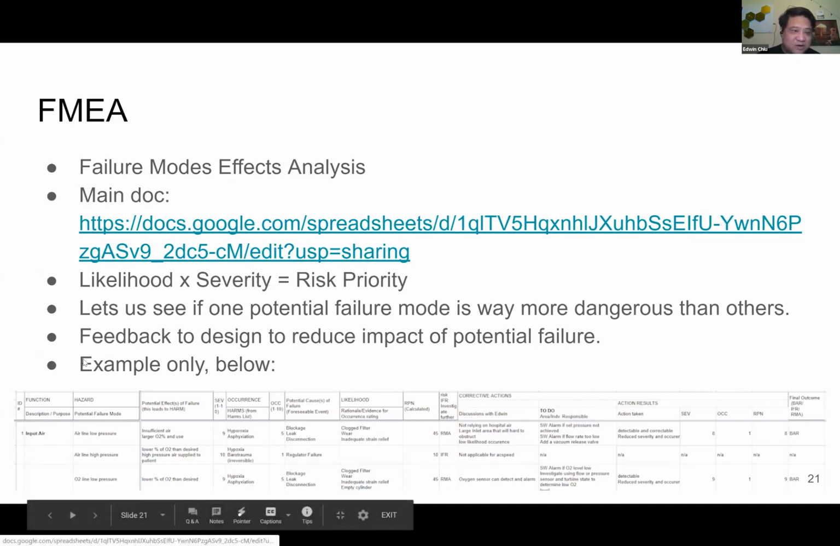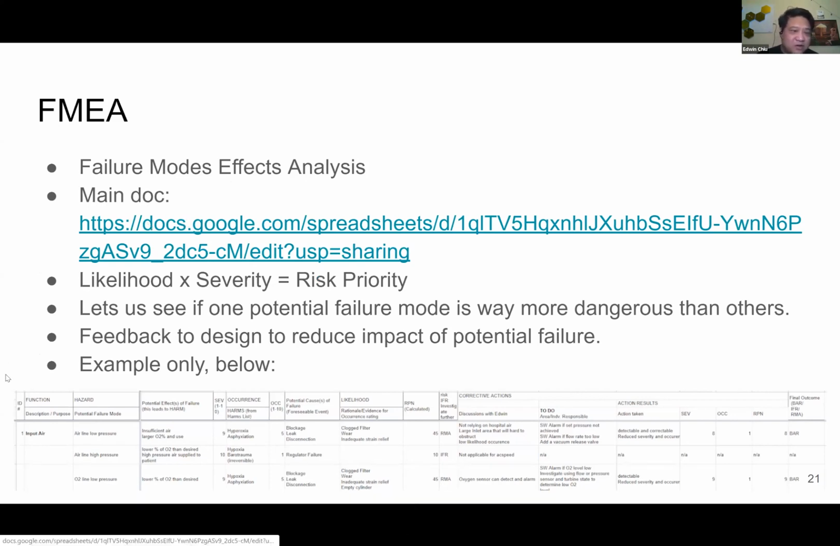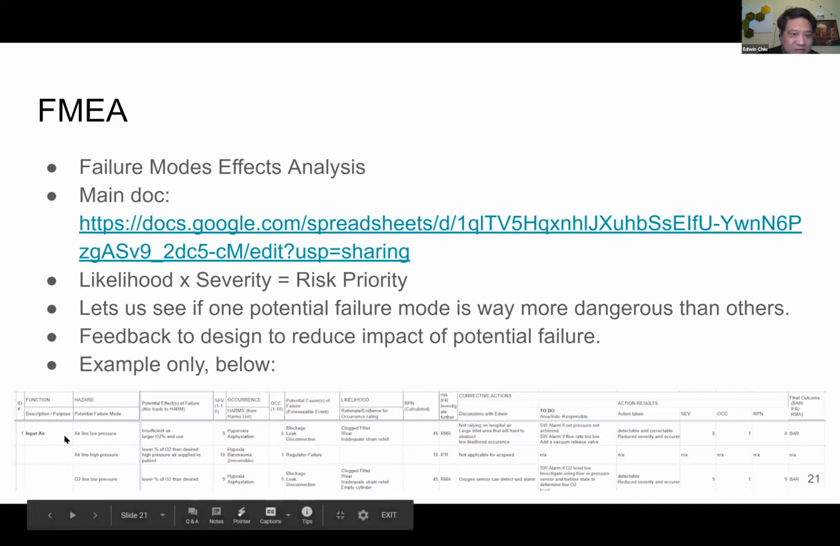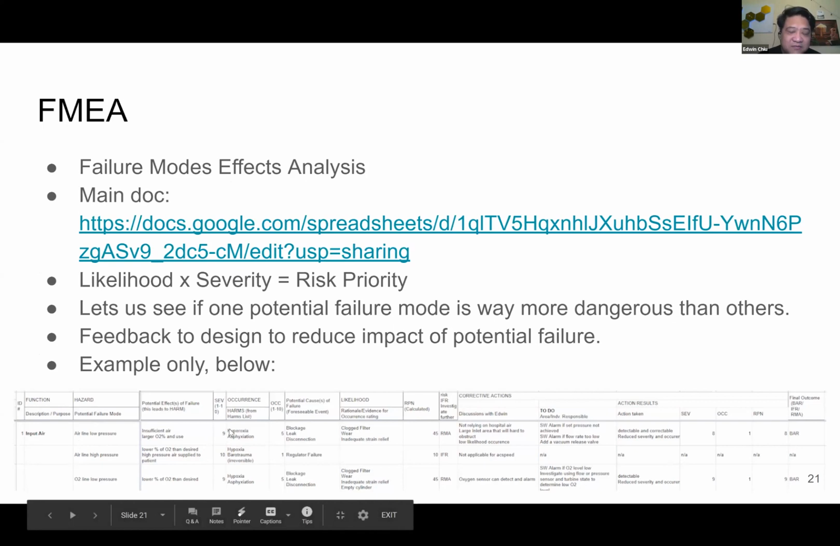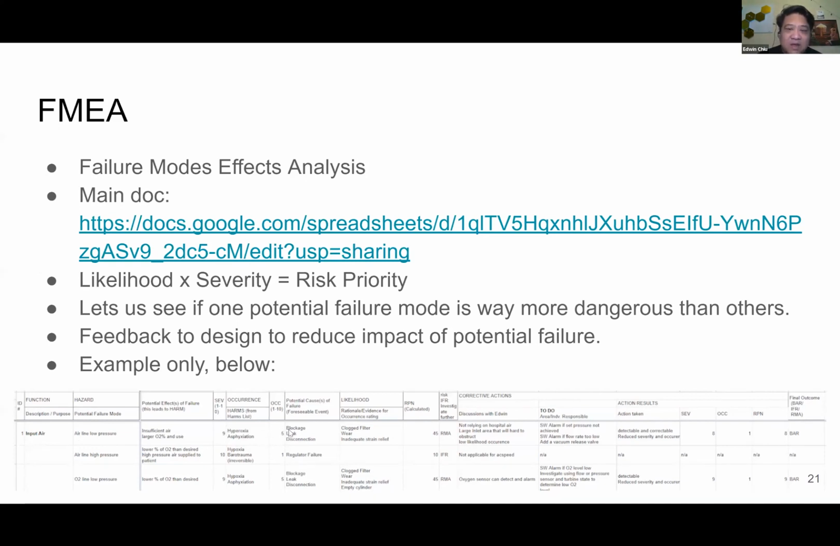Again, the real document is up here, so if you want to reference anything, definitely go look at that document. But essentially, for each possible thing that can fail, we determine a severity, meaning how quickly this causes a problem for the patient, and the likelihood of occurrence, how likely this would happen. If you multiply these together, you have a risk priority number, RPN.